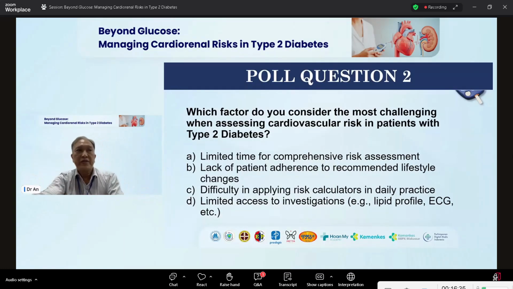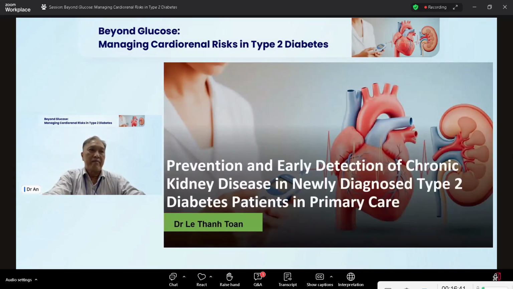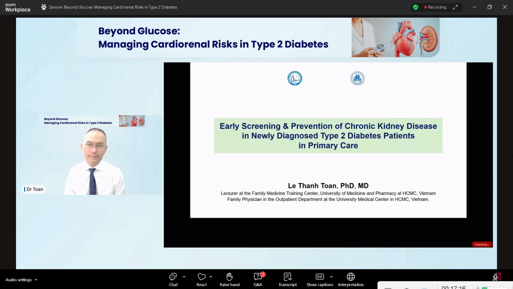And now I would like to move to our next speaker. I have presented Dr. Lê Thanh Toàn from Vietnam. He's a family physician and lecturer from the University of Medicine and Pharmacy at Ho Chi Minh City. Dr. Tuan will be speaking on prevention and early detection of chronic kidney disease in newly diagnosed type 2 diabetes patients in primary care. Dr. Tuan, please go ahead. Thank you.